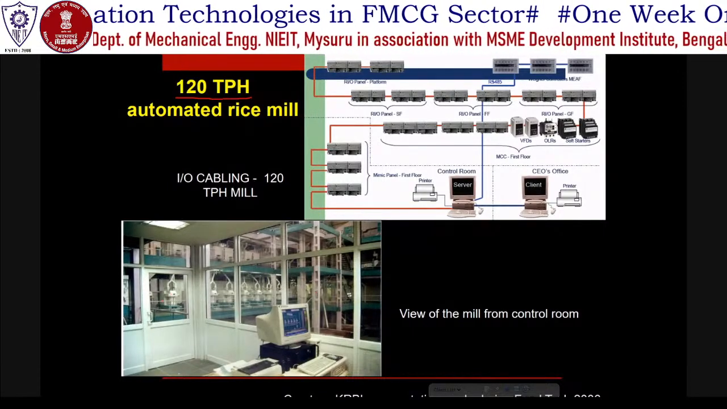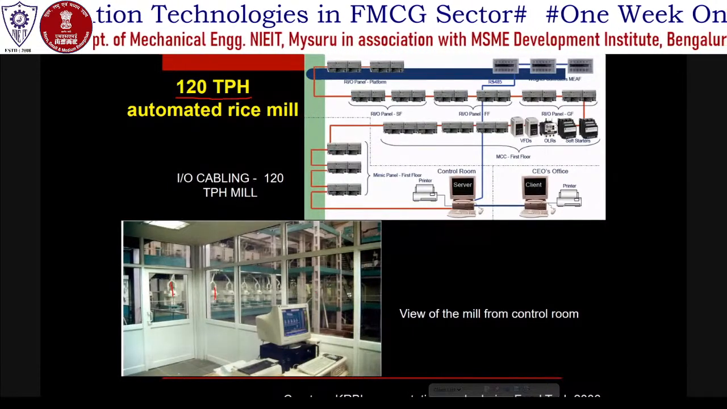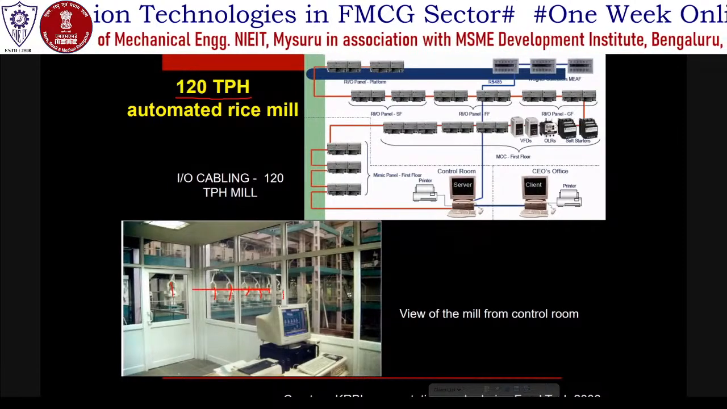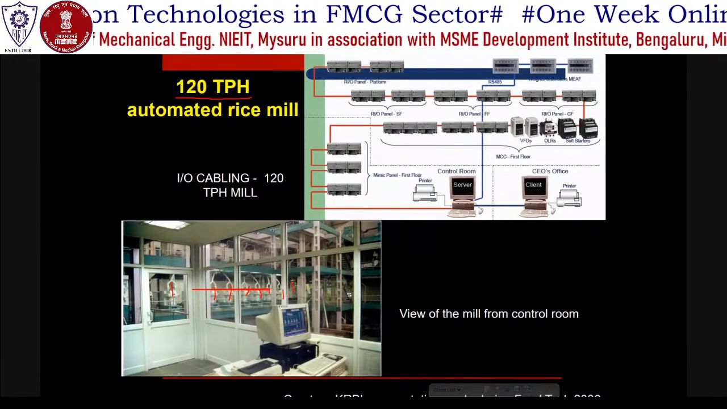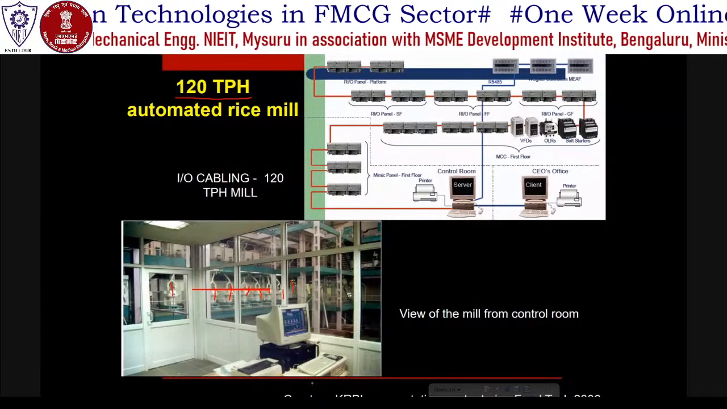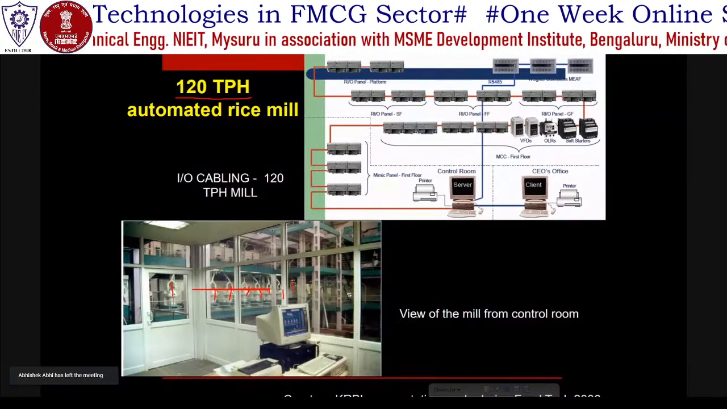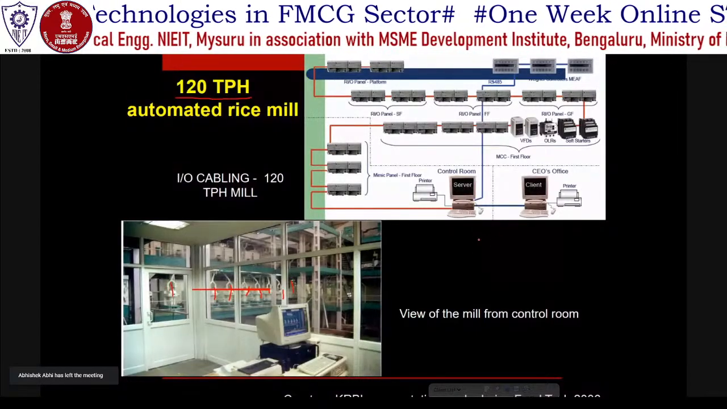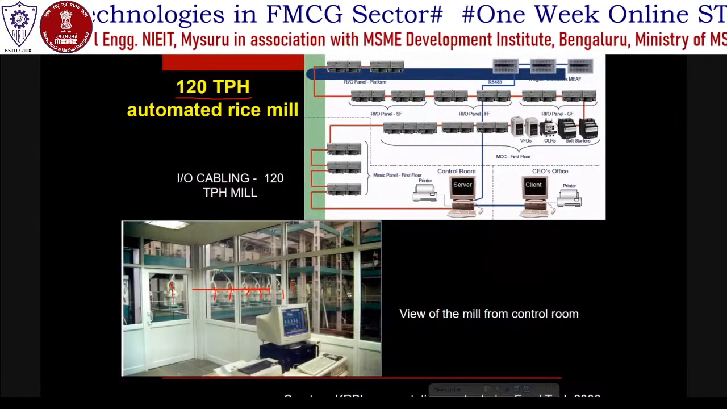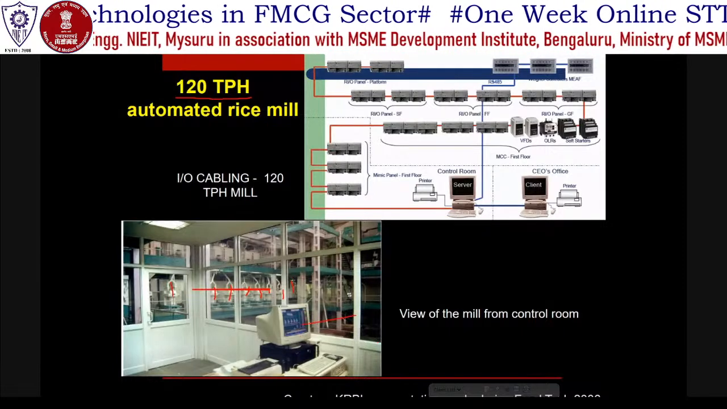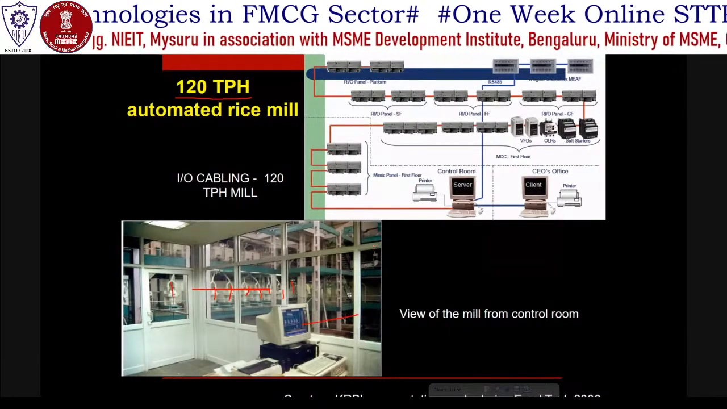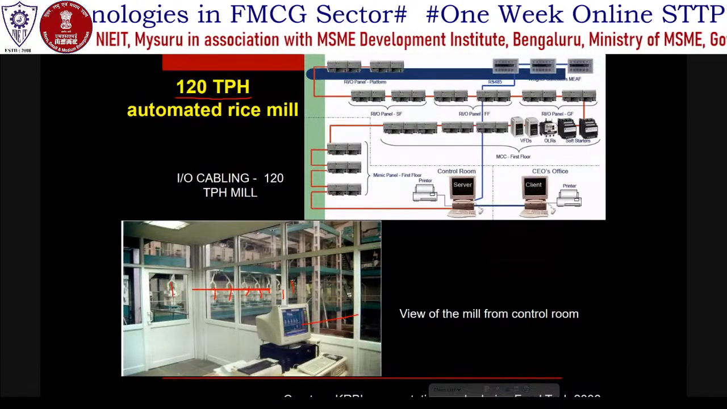So this is how the rice mill looks. These are all polishers: 1, 2, 3, 4, 5, 6, 7, 8 polishers. Right? So this is the control system from where you can control the entire rice mill. Just one person is enough to look into it. Everything is controlled by this one particular system. So this is how complex the systems have become in our country.